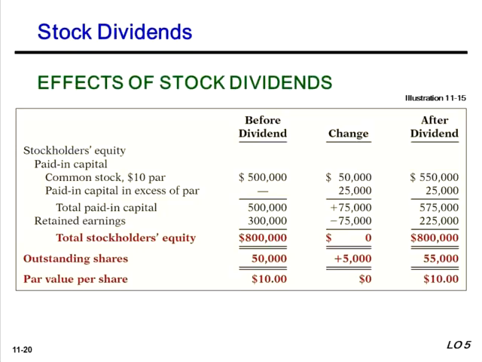So that total paid-in capital after the dividend is $575,000. That $75,000 comes out of retained earnings. So retained earnings before the dividend was $300,000, after it's $225,000. But one thing to notice is total stockholders' equity does not change. All we're doing is we're transferring funds from retained earnings to paid-in capital.